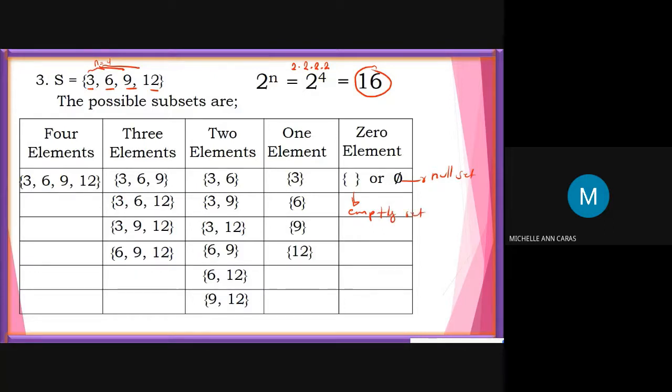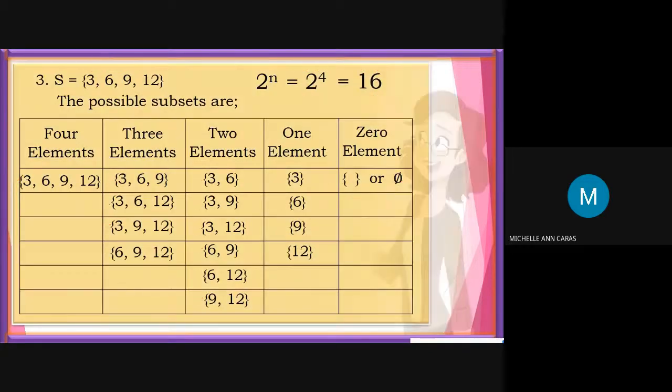Okay. So, kung bilangon naton kung tama ba ang aton nga answer, ang aton kaina nga formula, 16 ang possible subsets niya. So, kung bilangon ta siya, we have 1, 2, 3, 4, 5, 6, 7, 8, 9, 10, 11, 12, 13, 14, 15, and 16. Okay? So, amo na siya ang possible subsets ni set S. Okay, let's proceed.